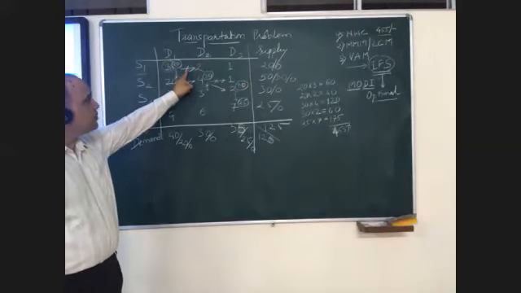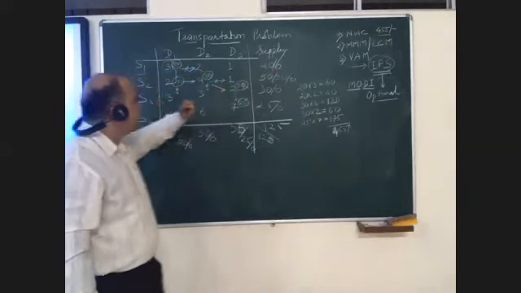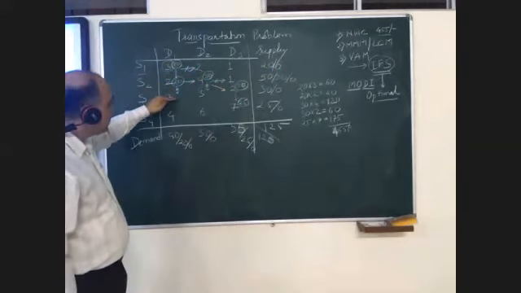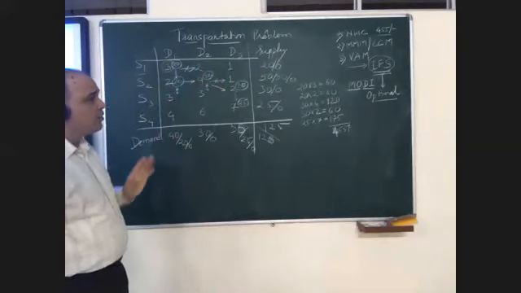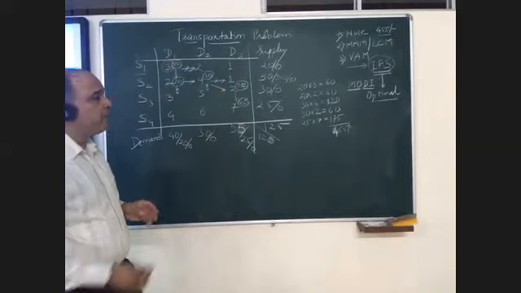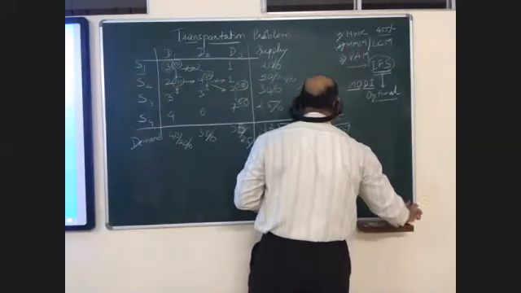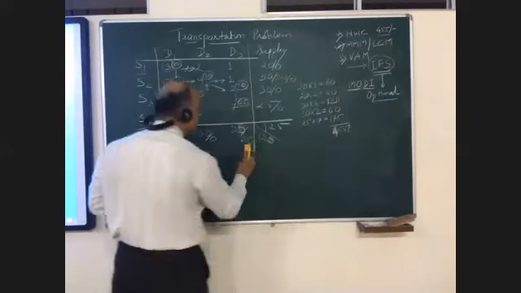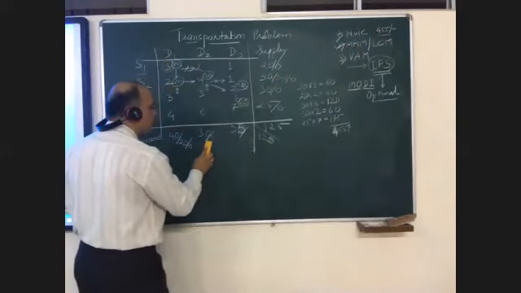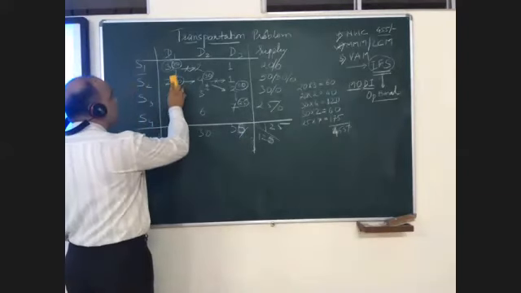The logic means why I cannot allocate anything here, because supply is exhausted. Why I cannot allocate anything here? Because demand is fulfilled. This is the logic behind this. Fine. Now we will start with the matrix minimum method. With the same problem, I'll show you how to solve this by the matrix minimum method.